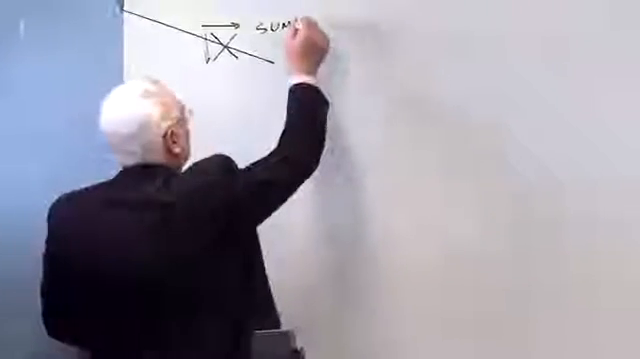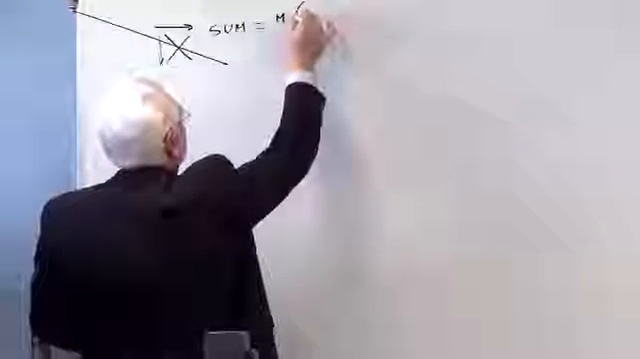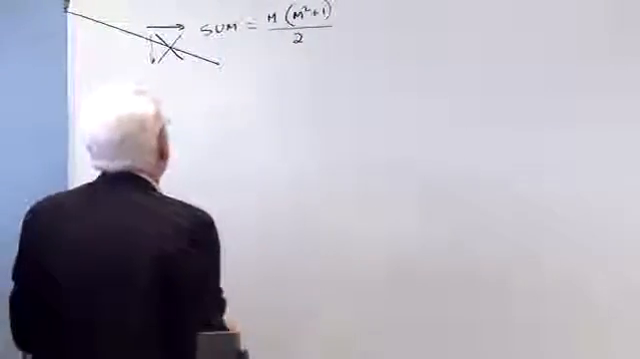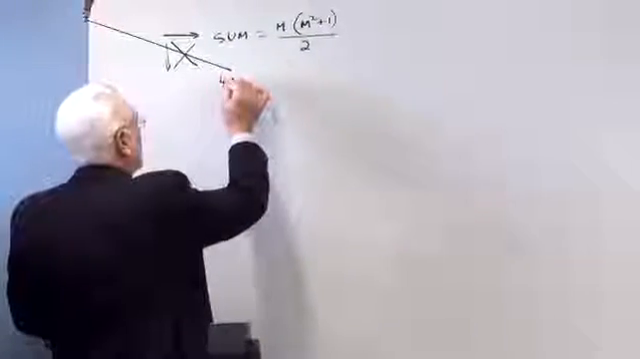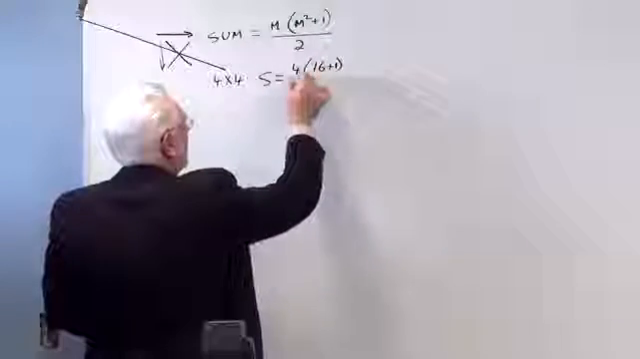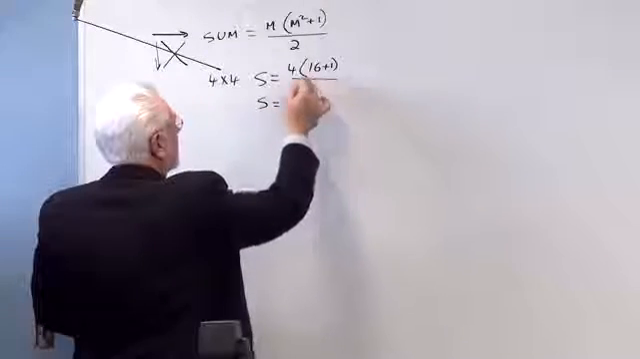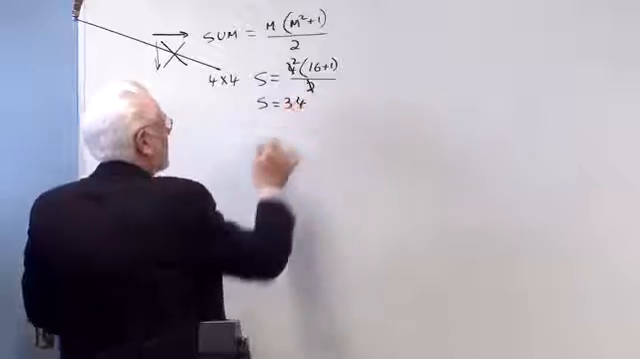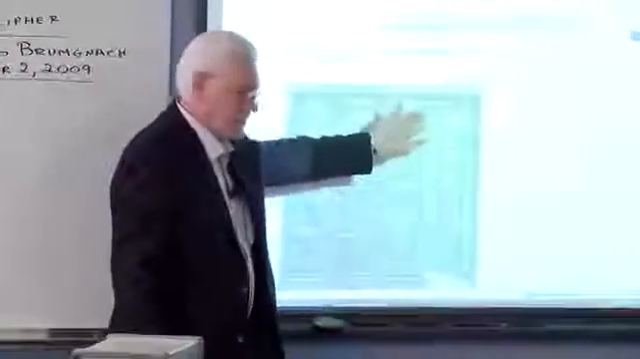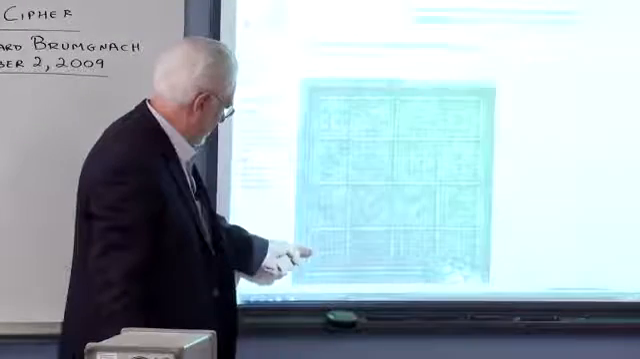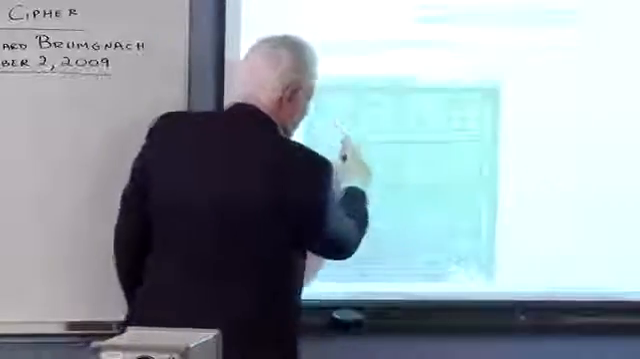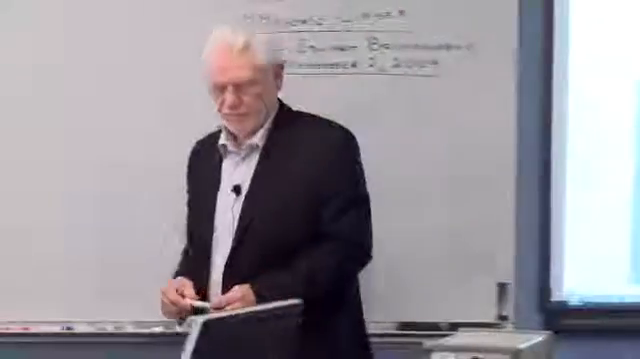The value of the sum is always equal to m times (m squared plus 1) over 2. So in his case, a 4x4 square, the sum is equal to 4 times (16 plus 1) over 2. So you see that in his case, the sum is equal to 17 times 2, which is 34. So if you add each row, 16, 3, 2, and 13, that's 34. This is 34, this is 34, this is 34, this sum is 34, this sum is 34, this sum is 34, this sum is 34, and this sum is 34. Okay? That's a magic square, by definition.